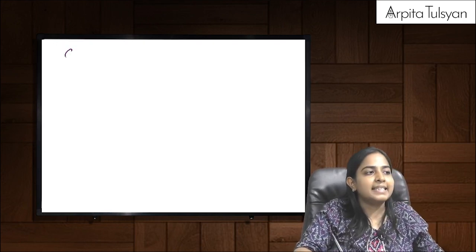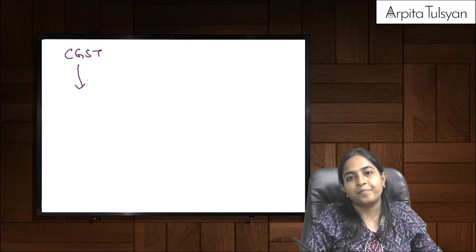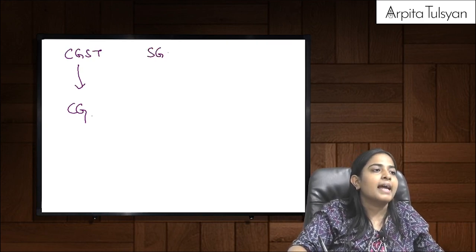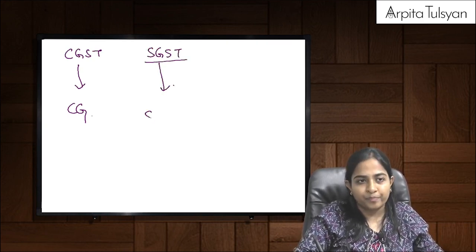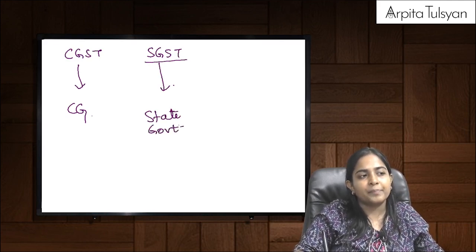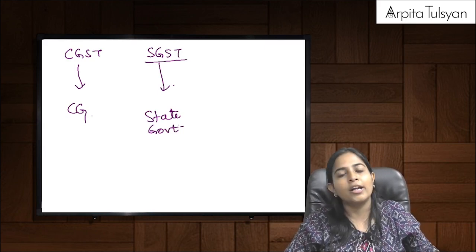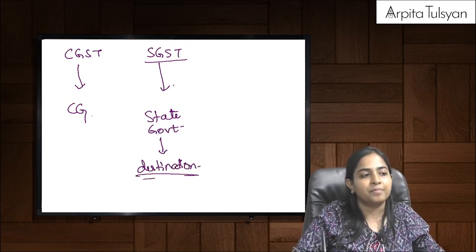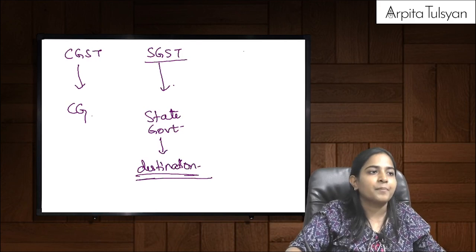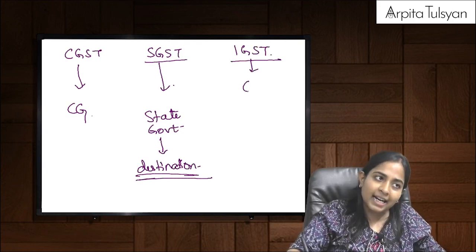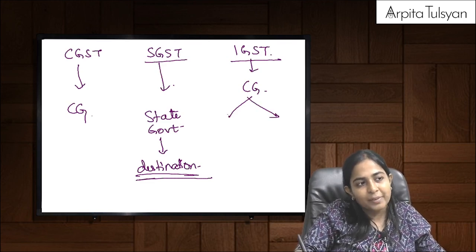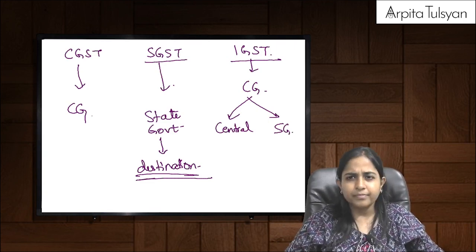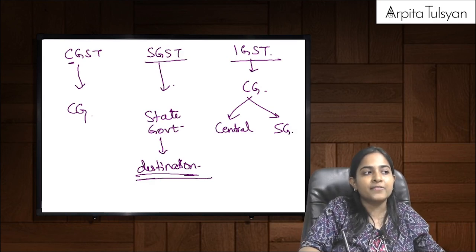Before that, let me ask you, CGST tax belongs to whom? It belongs to the central government. SGST belongs to whom? It belongs to the state government. Can you tell me which state government it will go to? To the destination state, wherever the goods are finally consumed. Perfect. IGST will be collected by the central government, but then it will be shared between whom? It will be shared between the central as well as the state. Very clear with this? Now I will prove this with the help of a numerical example.